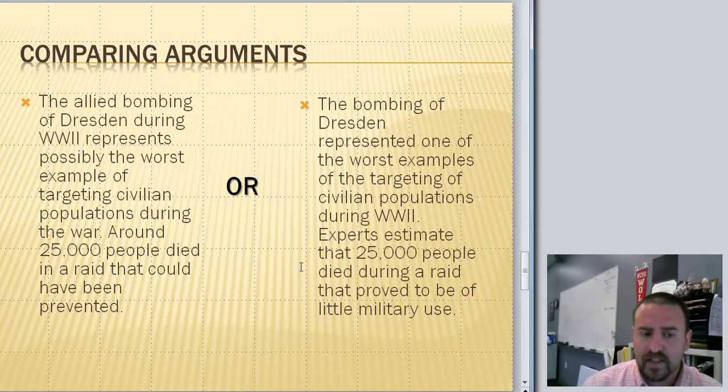Also down here, a lot of times people don't want to write in a way that makes them seem like they're the expert. You don't have to. You just have to acknowledge the experts. So instead of saying around 25,000 people died in a raid that could have been prevented, experts estimate. Experts, you are giving up that authority, not necessarily in a bad way, but you're saying that this isn't coming from me. This is coming from people who have studied this much more thoroughly than I have. And that they estimate. They don't have hard and fast numbers on this. They're saying it's estimated that 25,000 people died during a raid that proved to be of little military use.